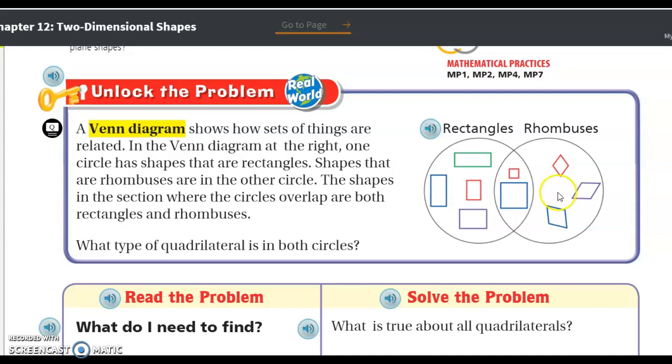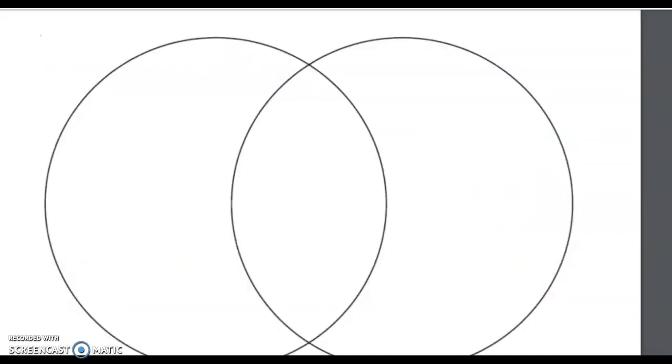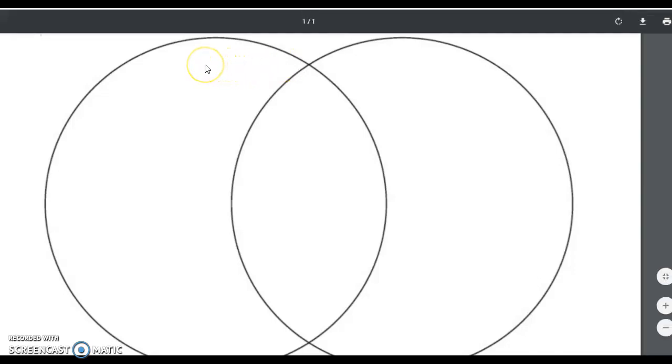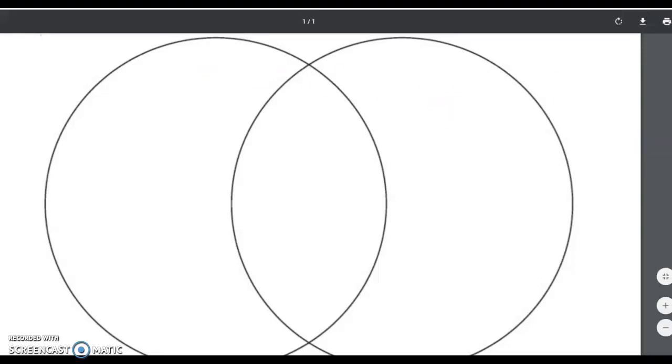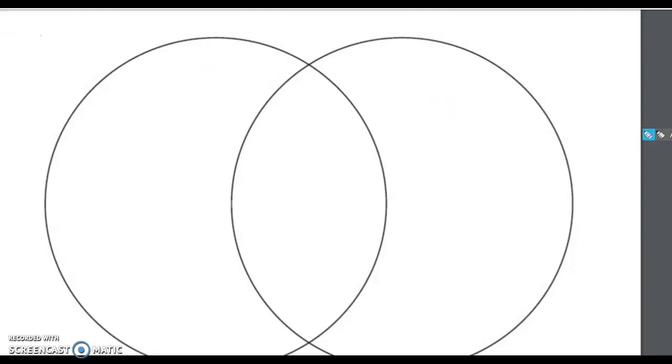All right. And the first thing that they're going to talk about is a Venn diagram. Now, Venn diagrams are usually used in language arts or maybe science or social studies where you're comparing two things. The beginning part of our lesson today is just really understanding what a Venn diagram is and what we do. So in math, now we're going to use it to really talk about the attributes of different things.